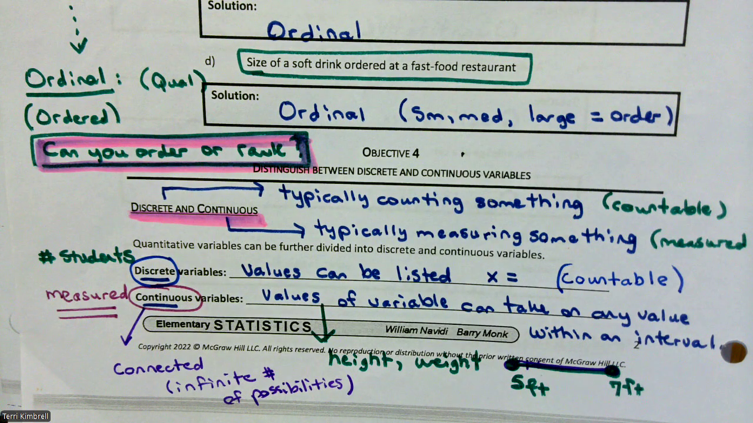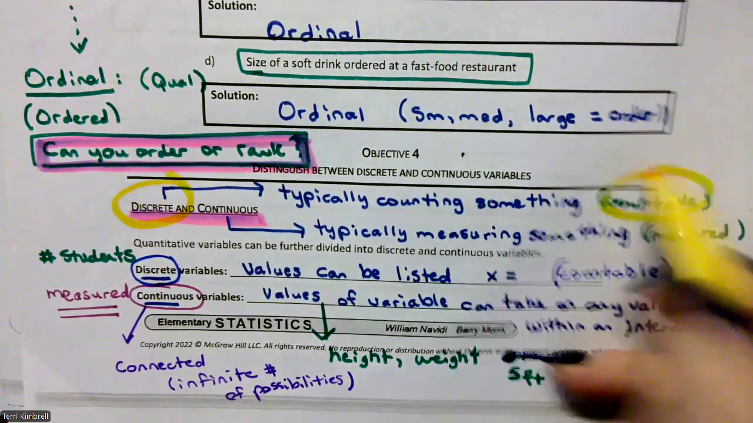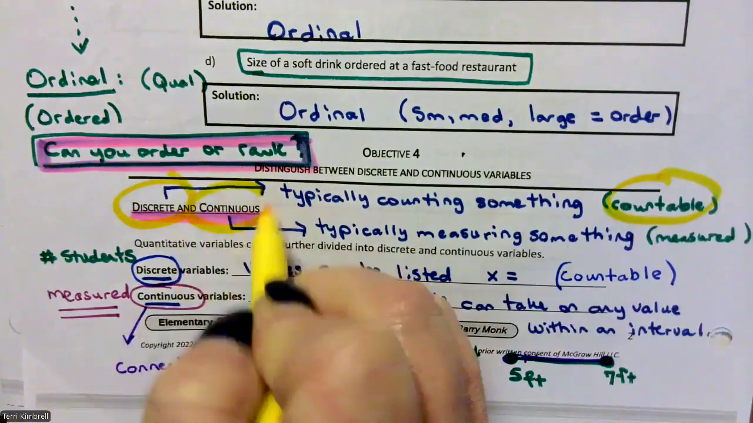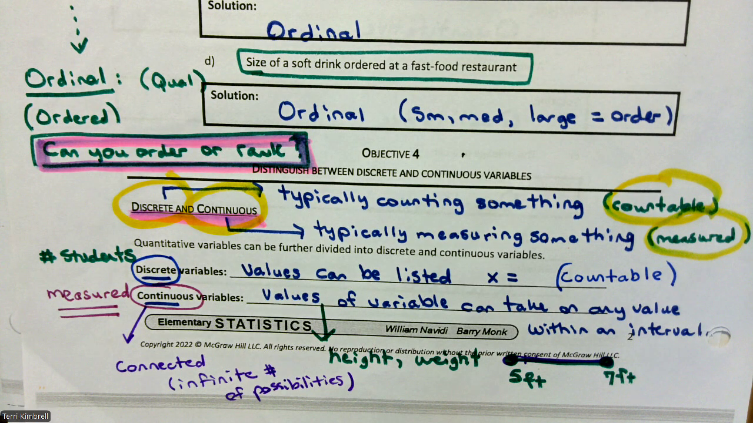The next two words deal with discrete and continuous. Discrete means that you can count. So discrete is countable. Continuous is typically something that is measured. So you need to remember discrete, countable, continuous, measured. So always ask yourself, can you count it? If you can, it is discrete. If you can measure it, it is continuous.